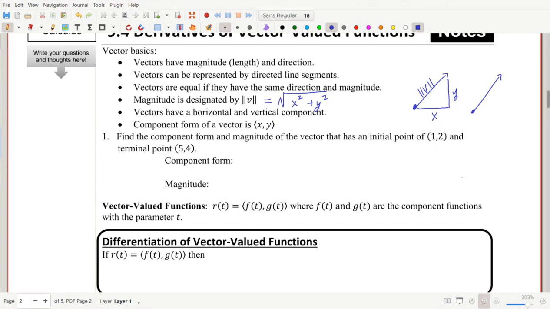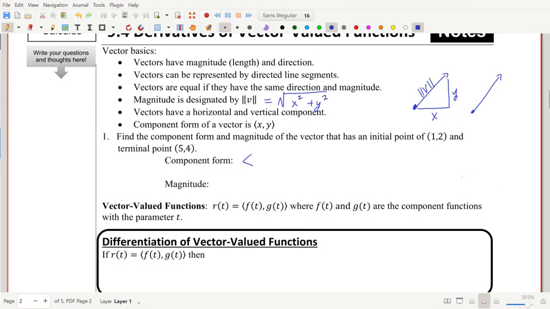Find the component form and the magnitude of the vector that has an initial point of (1, 2) and a terminal point of (5, 4). So really what we're trying to do is find out what the change is in x's from the initial point to the terminal point, and the change in y's. To write that in component form, I would just take the terminal point and subtract the initial point.